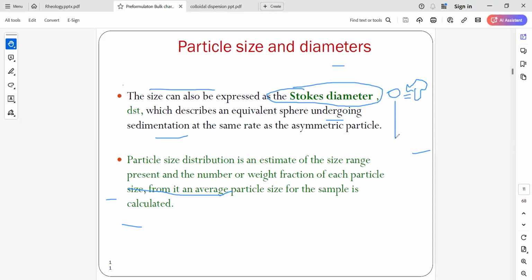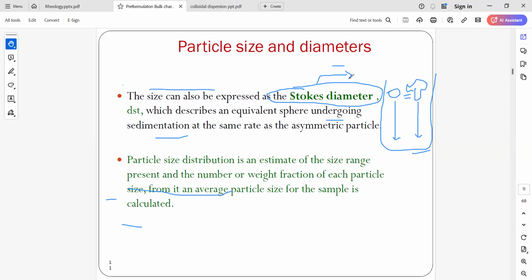Okay, so if they have the same diameter and same volume, they will travel at the same rate through the solution. If they are suspended, they will settle at the same rate. That is known as the sedimentation rate. So when both are suspended, they sediment with the same rate. Okay, same sedimentation rate, then that diameter is known as Stokes diameter.